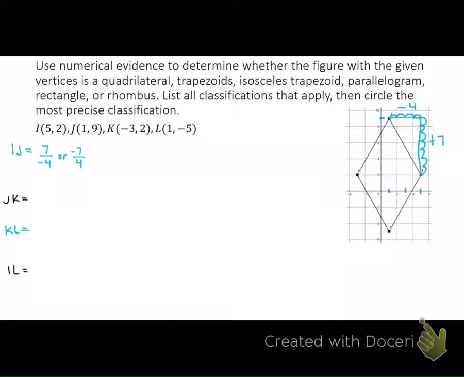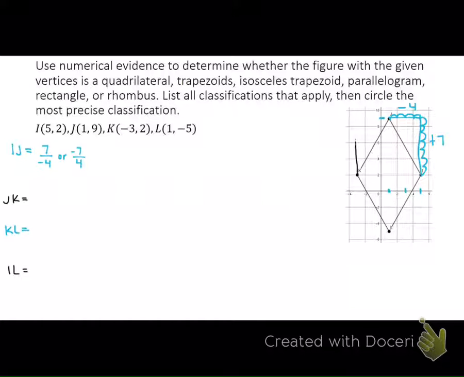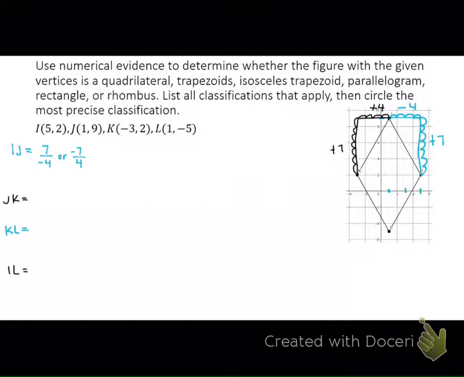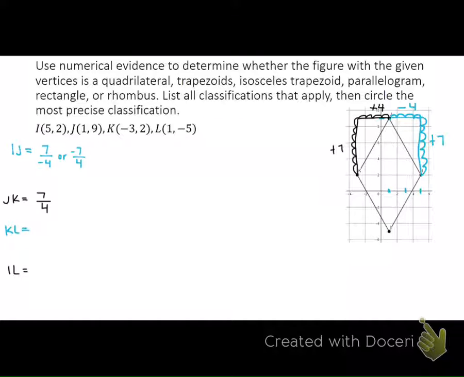JK goes up and over. So that's 1, 2, 3, 4, 5, 6, 7. 1, 2, 3, 4. To the right 4, so that's also positive. So you understand that when I go up it's positive and then right is positive, down would be negative, and left would be negative, just so you guys are aware of that. So we do rise over run, so that's just 7 over 4.